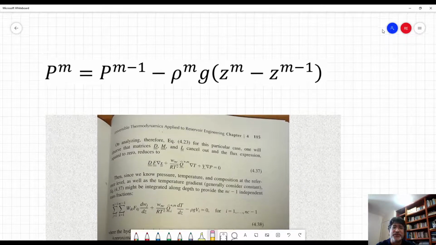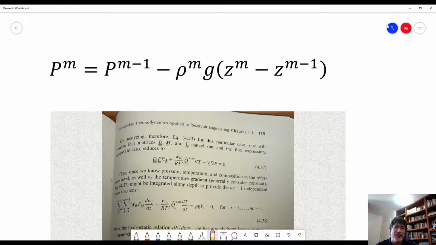And you have to do this task for every level that you consider from the reference one. Say m equal to 1 and the reference level is 0. So you solve everything for level 1. Then once you get pressure and compositions for level 1, you redo everything for level 2, level 3, and so on.